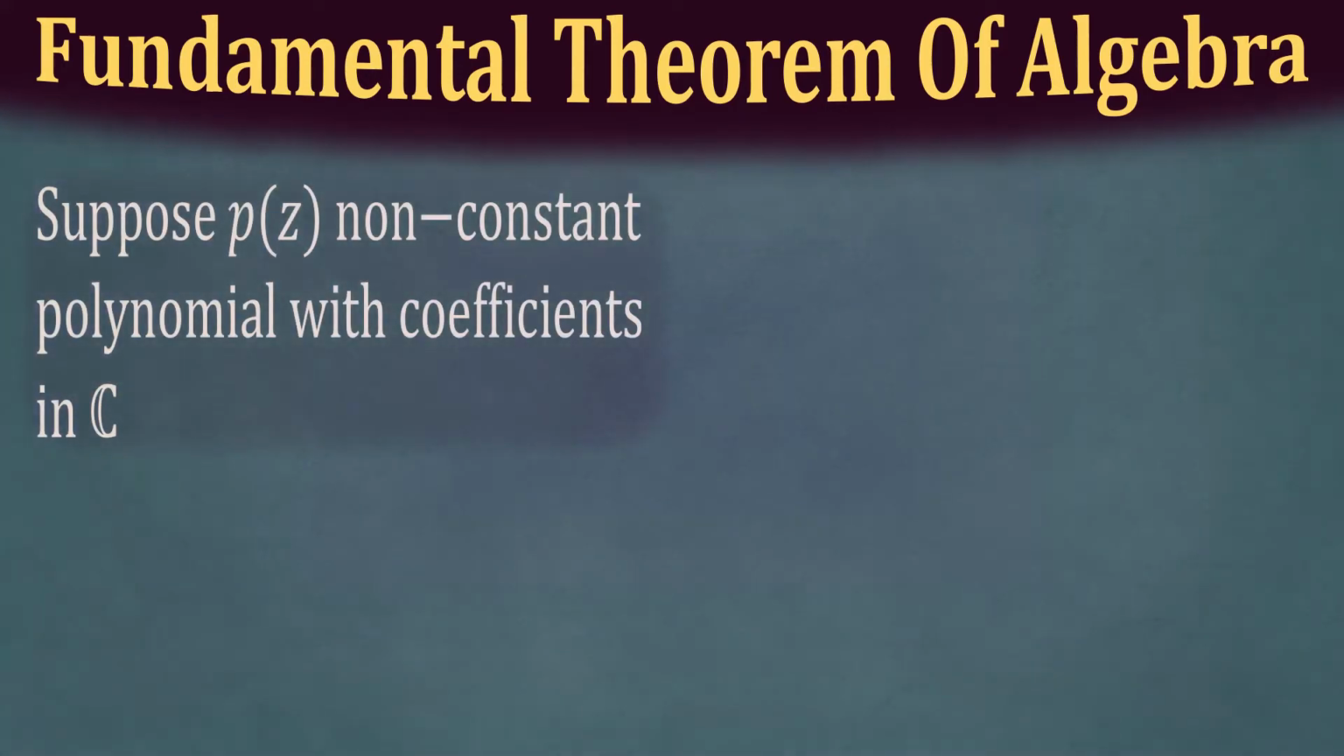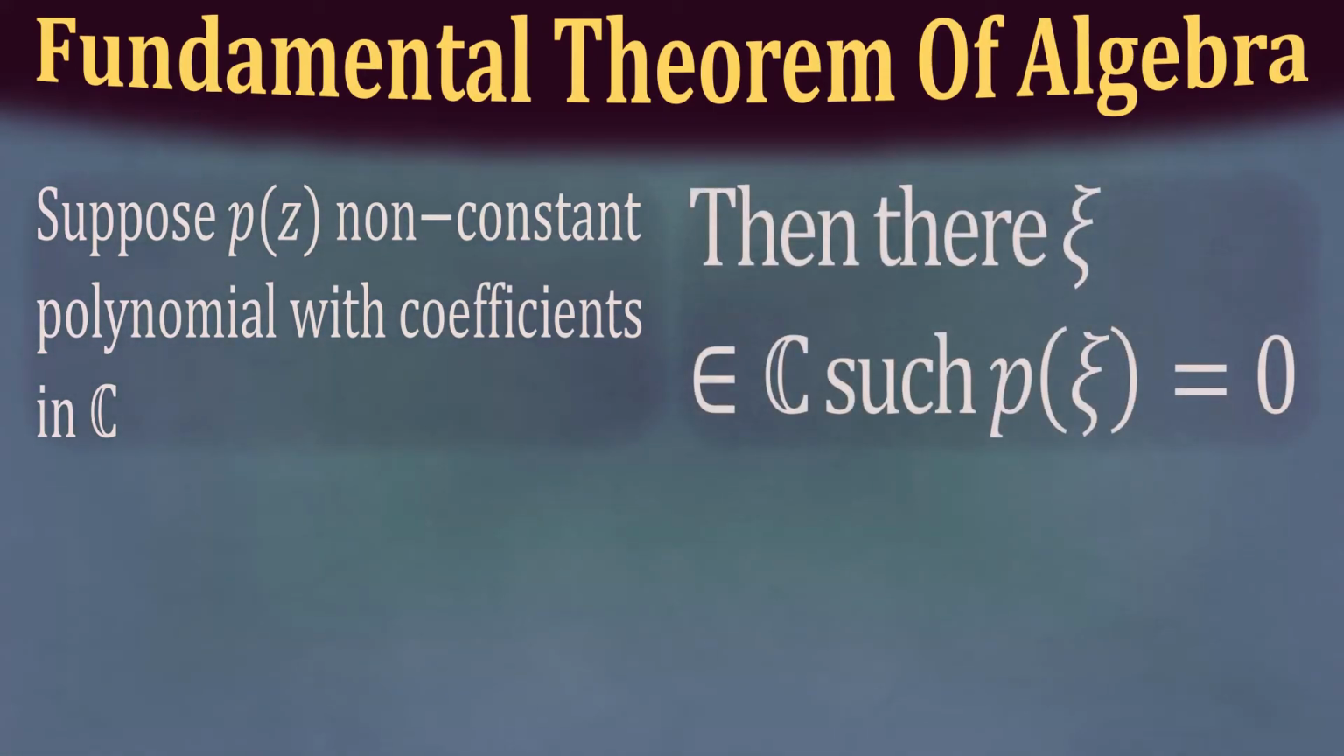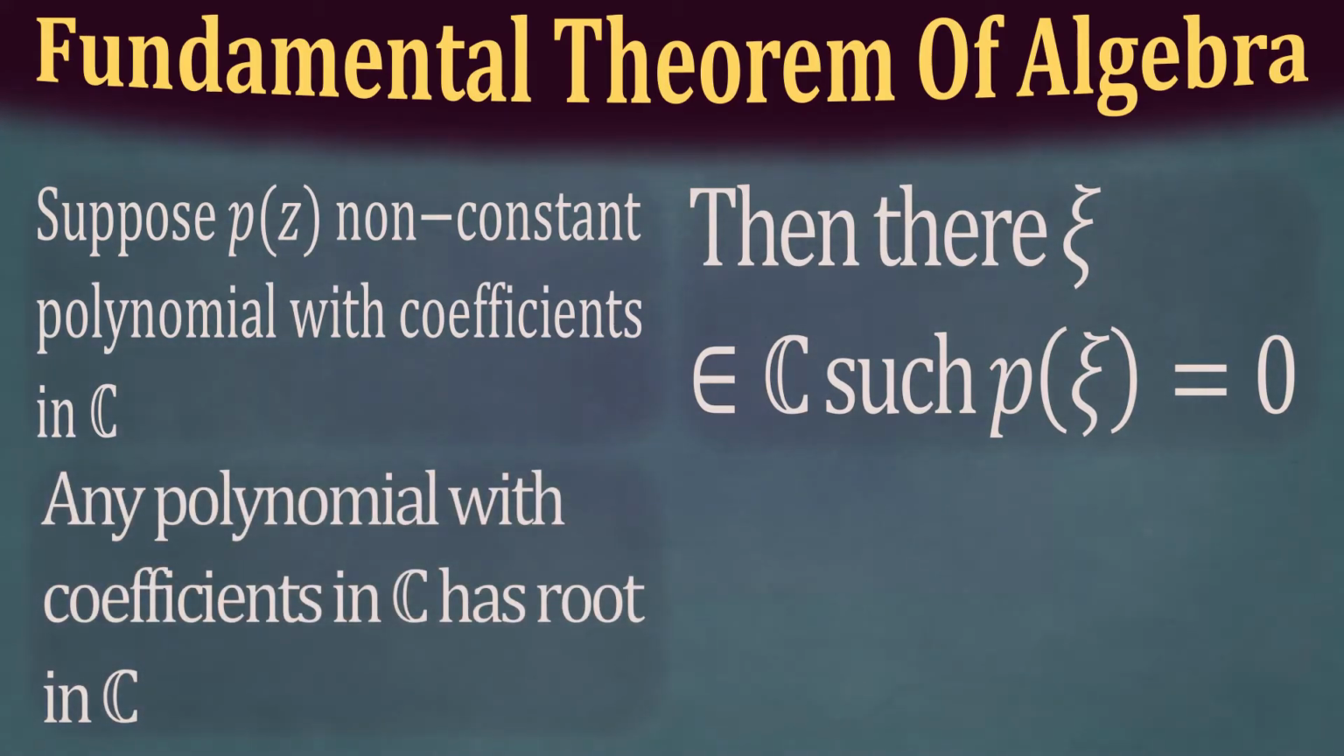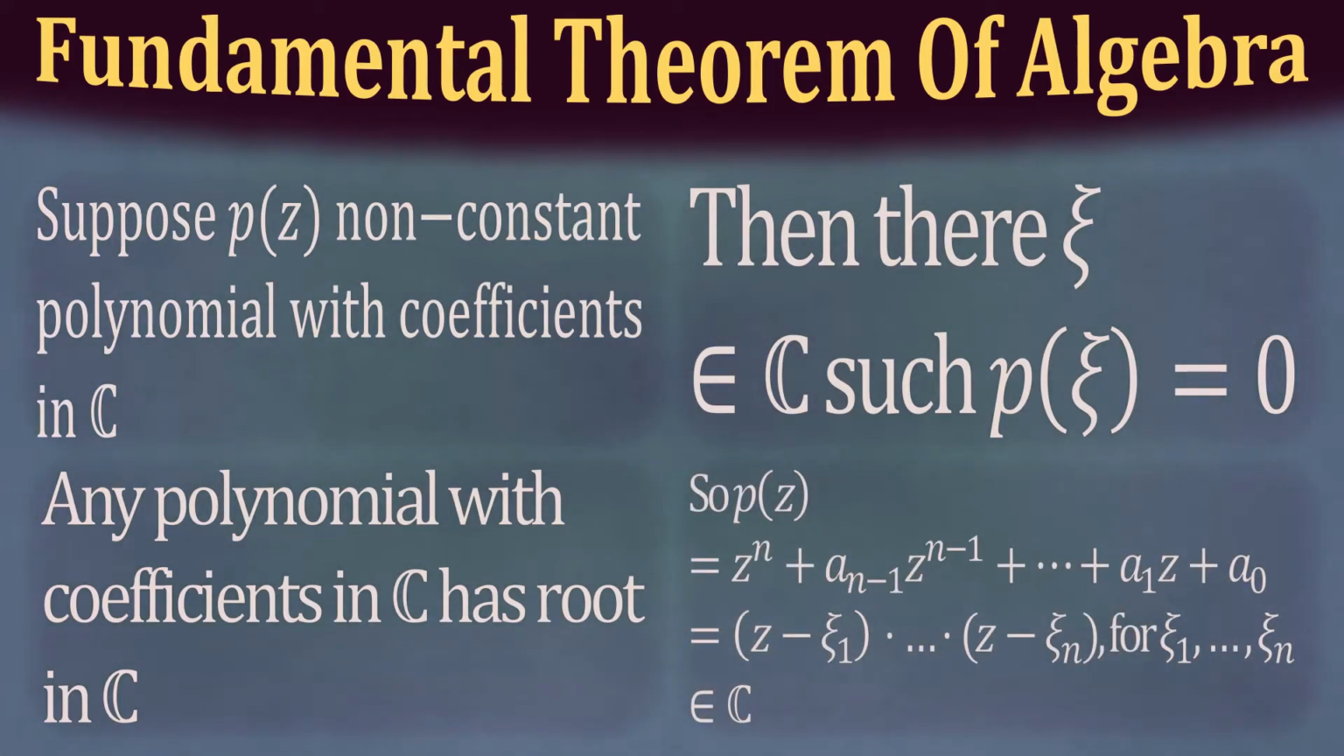Suppose p of z is a non-constant polynomial with coefficients in the complex numbers. Then there is a ζ in the complex numbers such that p of ζ is equal to 0. So any polynomial with coefficients in the complex numbers has a root in the complex numbers. And so p of z, equaling z to the n plus a_{n-1} z to the n minus 1, all the way up to a_0, is equal to z minus ζ_1 times all the way up to z minus ζ_n, for some ζ_1 to ζ_n in the complex numbers.